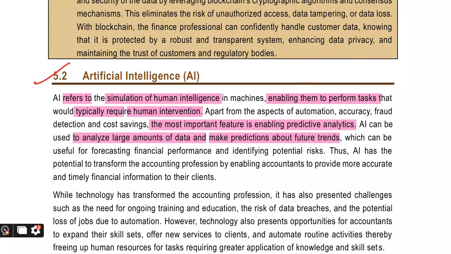Here we are going to continue with our automation and technology chapter in FR. So the next topic is artificial intelligence. I know this is a very common topic. I'm going to tell you the techniques to remember for the exams. Okay, so what is AI?